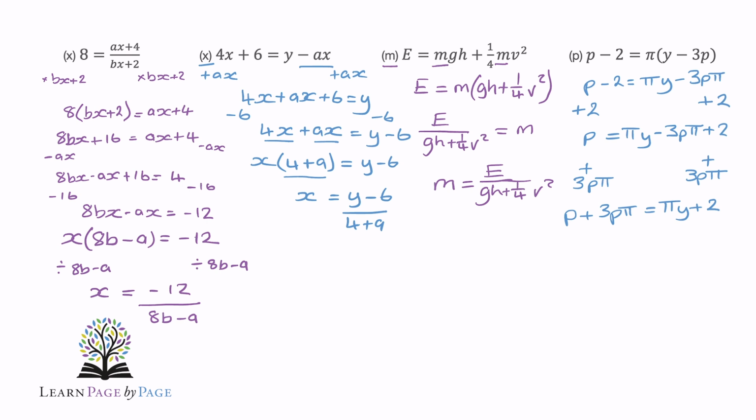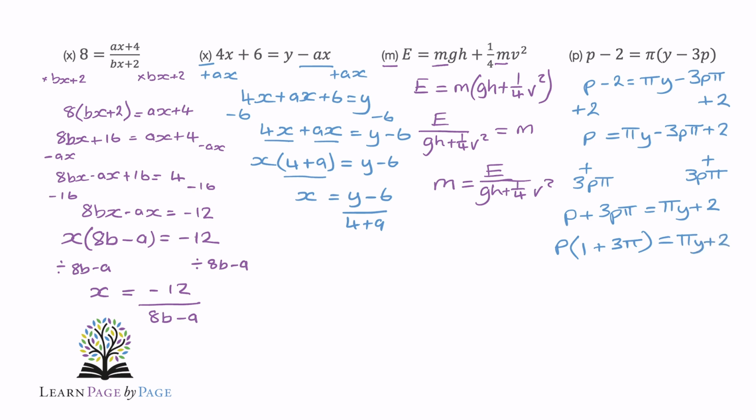So here I can pull the p out. That's the common factor. P there, then there's a bracket. So what multiplied by p will equal p? Well, that's a 1. And then what multiplied by p will give us 3p pi? And that is 3 pi. And over this side, we've got pi y still plus 2.